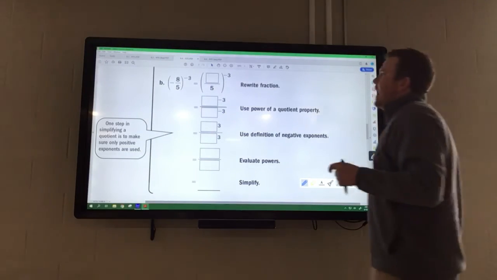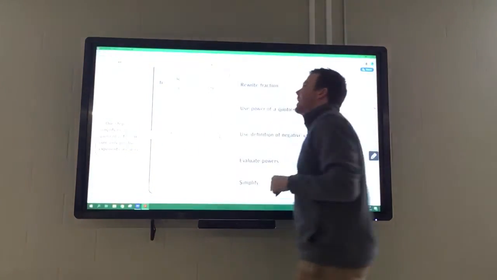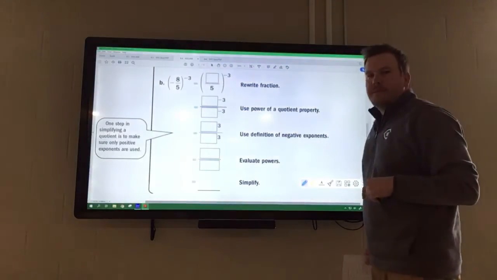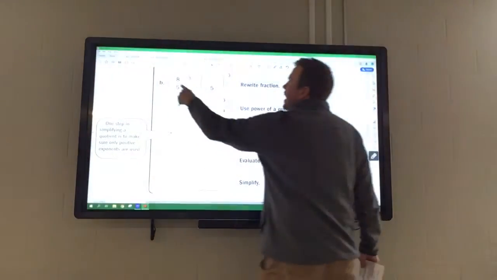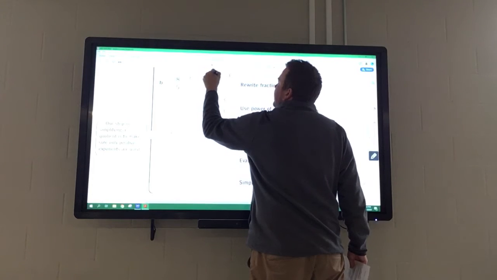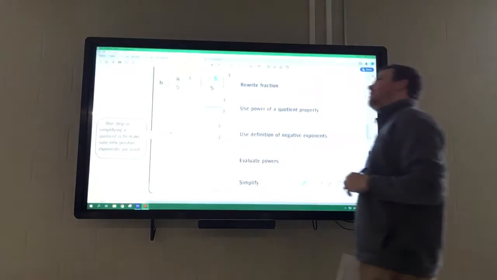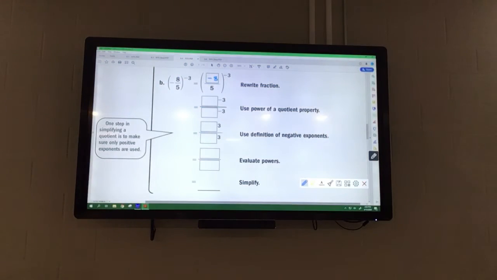So here we have negative 8/5 raised to the negative third power. All right, the first thing I want you to do is rewrite negative 8/5 as negative 8 over positive 5. It's just going to make it easier to deal with.